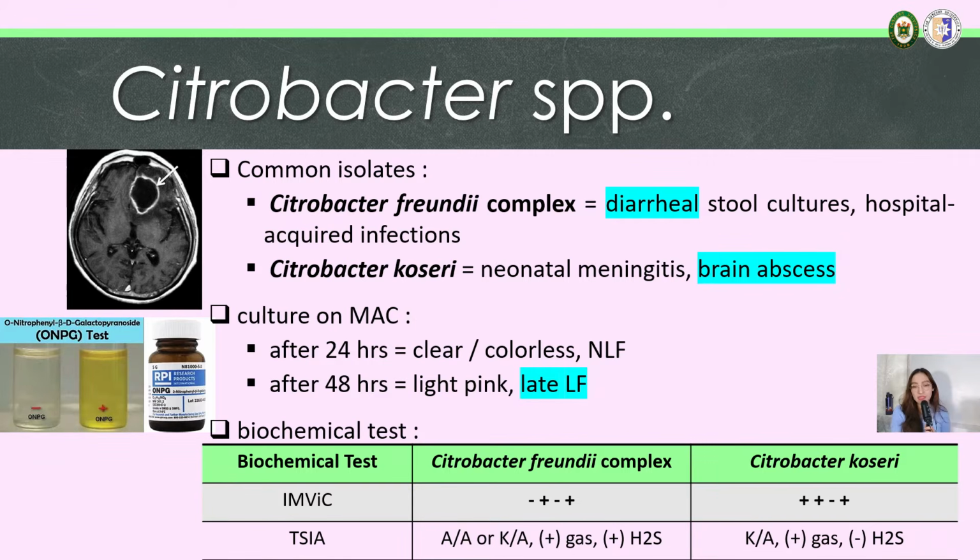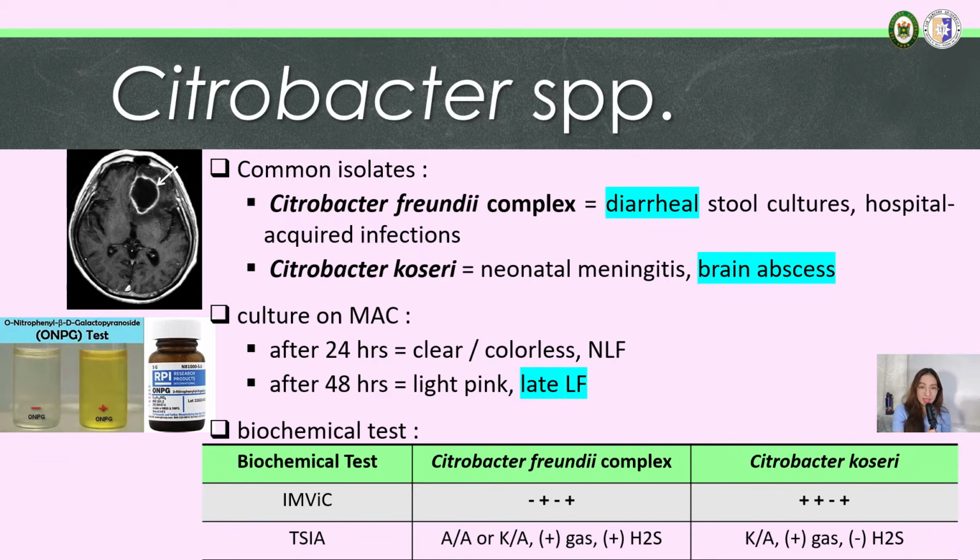Next is Citrobacter corseri, which causes a totally different clinical manifestation, such as neonatal meningitis and brain abscesses, as we can see right here in this CT scan. All right, so again, Citrobacter corseri has been known to cause brain abscesses. Pero ang Citrobacter florentii complex po, mas na-observe siya among diarrheal samples.